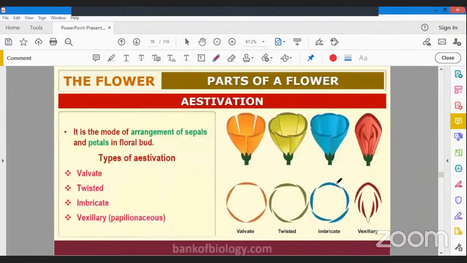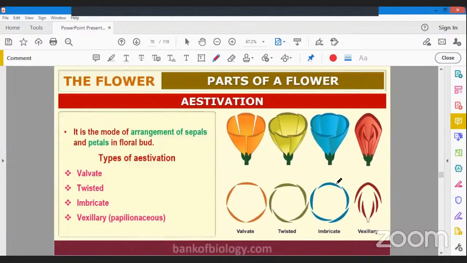Done. So we go to the next part. Parts of the flower and how the floral whorls are arranged. How sepals and petals are arranged is important, and it is called estivation. What is estivation? It is the mode of arrangement of sepals and petals in the floral buds. This is called estivation.